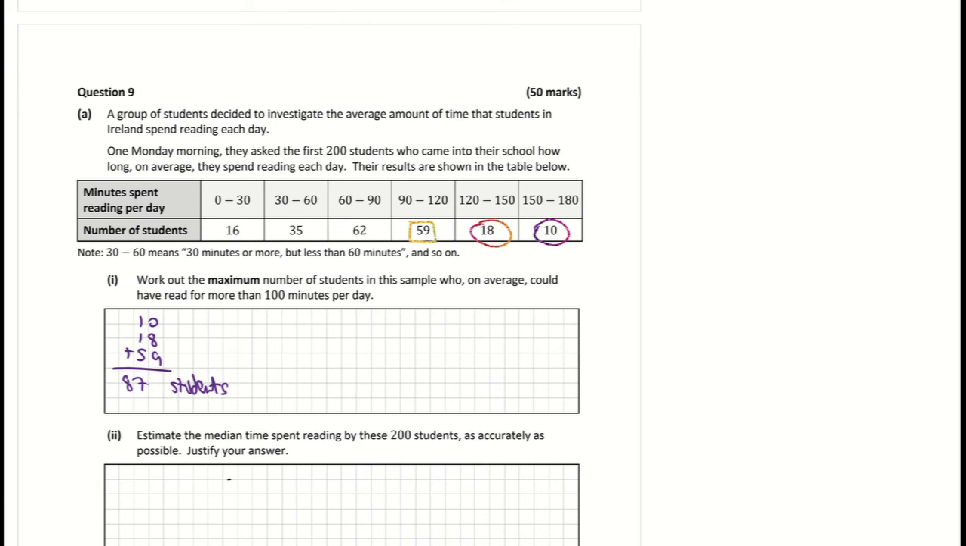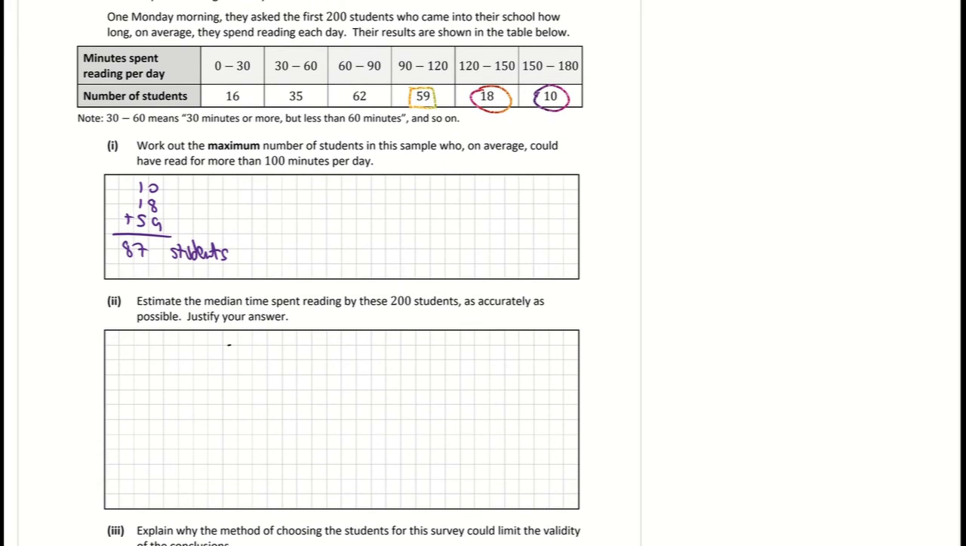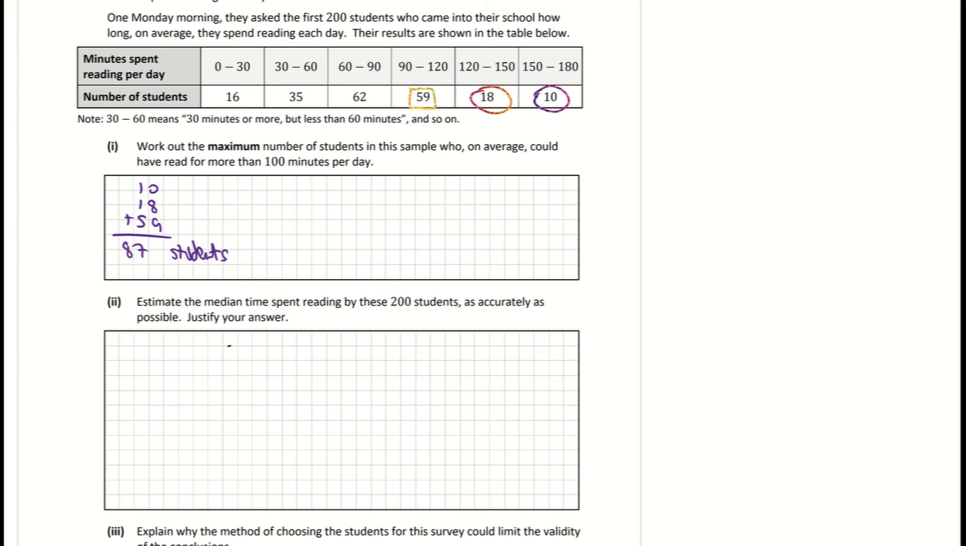Part 2, estimate the mean time spent reading by those 200 students as accurately as possible. The mean is the number which is found in the middle. So we have 200 students. If I take my 200 students and find the middle student, I divide by 2, so we're looking for roughly the 100th student to get to the median.